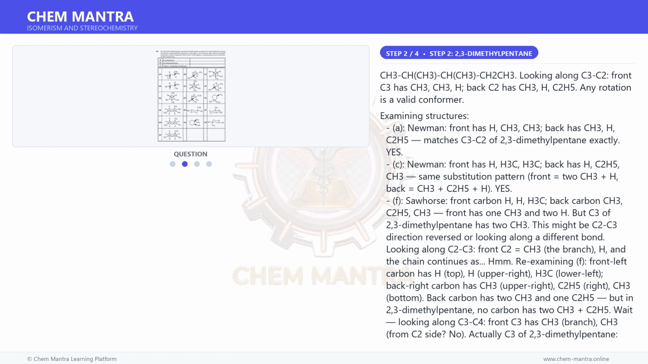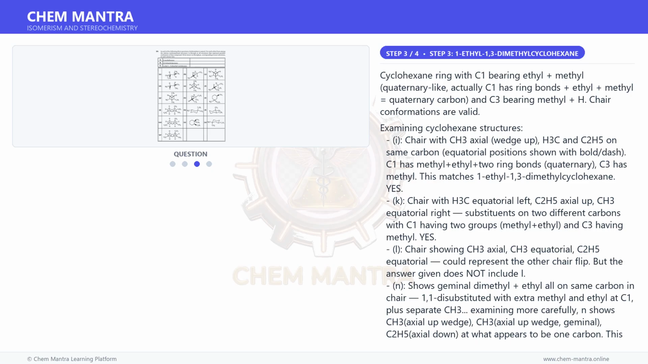C3 is bonded to CH3 branch, C4, which is equivalent to C2H5, and H. Looking along C3 to C2, the front C3 substituents are CH3, C2H5 (C4 plus C5 chain), and H. The back C2 substituents are CH3 (C1), CH3 branch on C2, and H. This matches H: front CH3, C2H5, H and back CH3, CH3, H, yes. Answer B is A, C, F, H. Moving on to the next step.